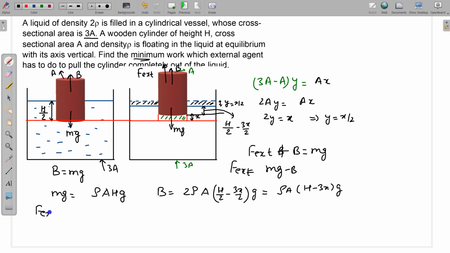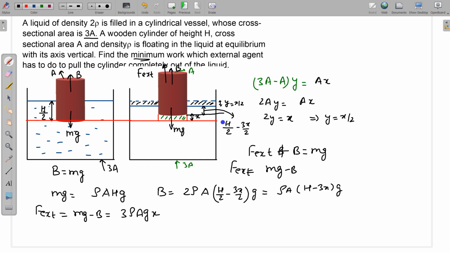So what is F external here? mg minus b. If you do mg minus b, you will find that this rho hg and rho hg will cancel, and this will be 3 rho A g x. This will be the net force. We have to find the work done by this net force, and to find the work done we have to put the limit on x. And what is the limit on x? We have to find the work done till it is completely out of this container.